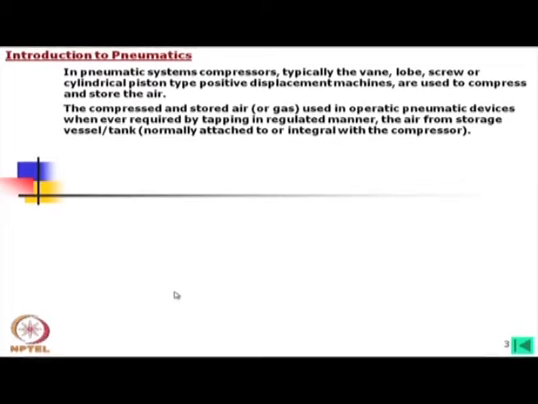The compressed and stored air or gas is used in operating pneumatic devices whenever required, by tapping the air in a regulated manner from the storage vessel or tank, normally attached to or integral with the compressor. This means that it is not that you are directly pumping this air to the system.